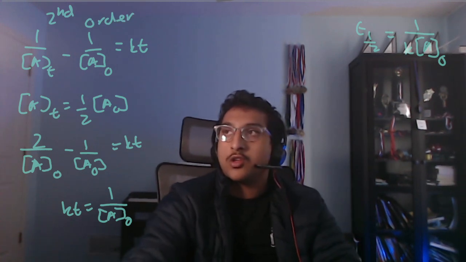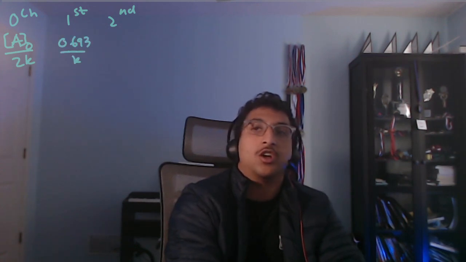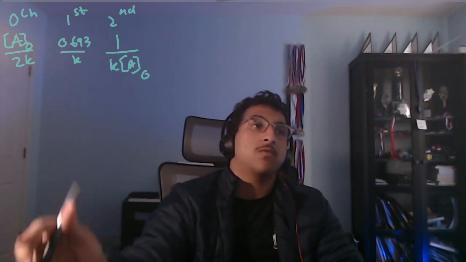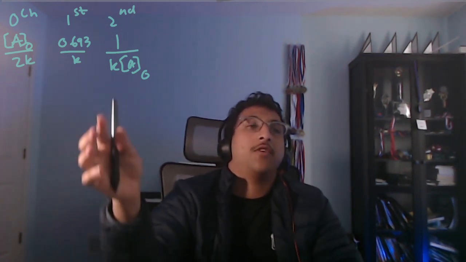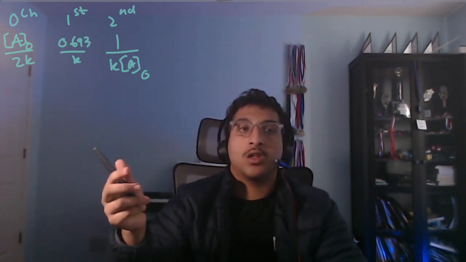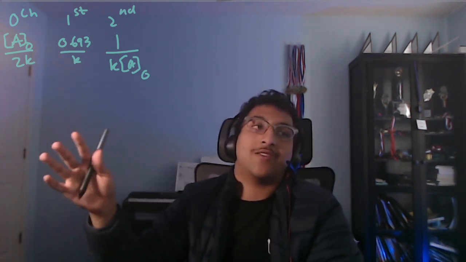Okay, so those are your 3 half-life equations. Just to summarize: A0 over 2K for zeroth order, 0.693 (negative natural log of 1/2) over K for first order, and for second order, 1 over K times initial concentration. Now, something important to notice for zeroth and second order reactions, and also for first order reactions: when A0, the initial concentration, is used in a calculation, it's the concentration of A at the beginning of the half-life, so not necessarily the very start of the reaction.